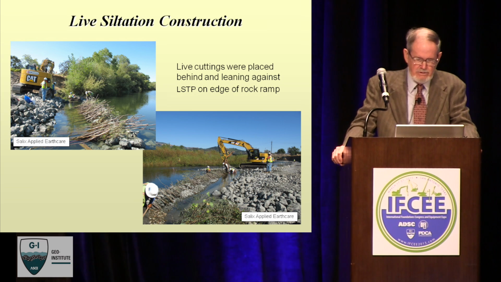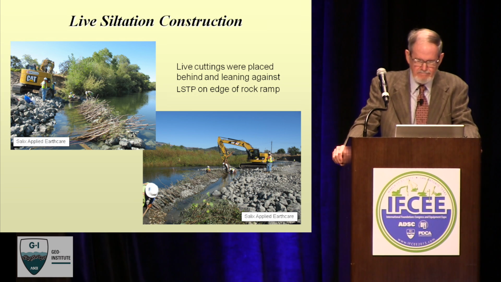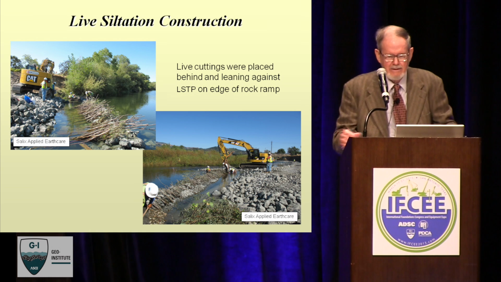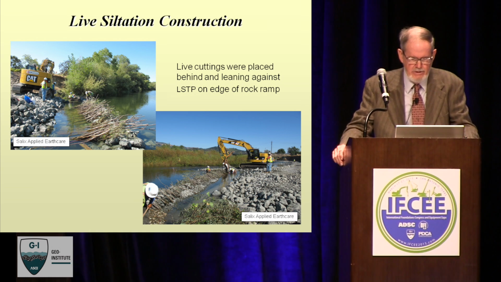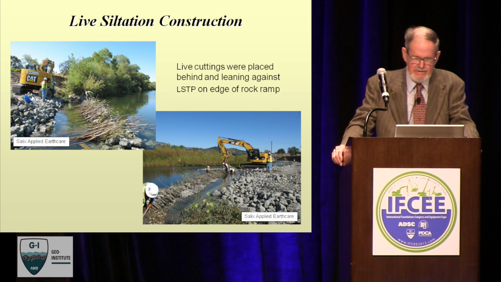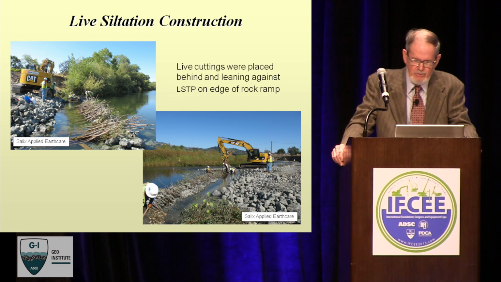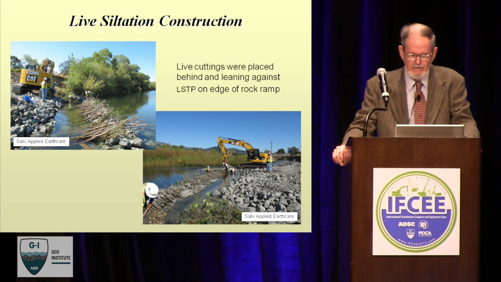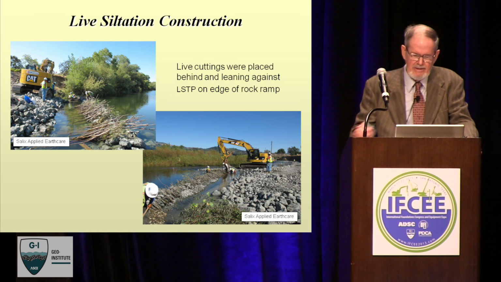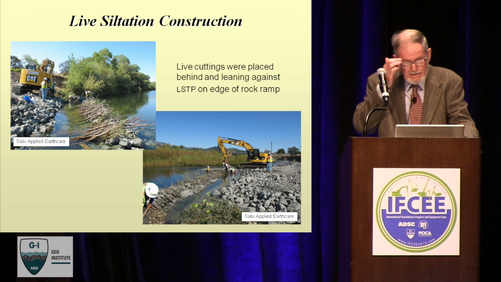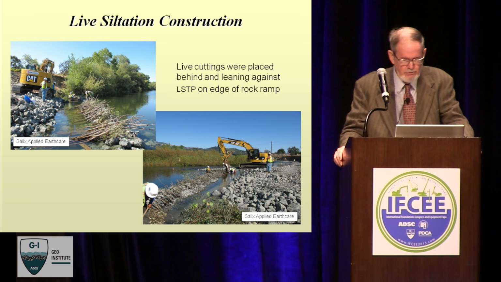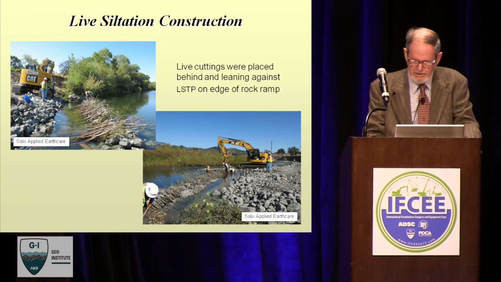A longitudinal stone toe protection was just simply an elongated stone mound, which served, one, to protect the rock pad, and two, to provide a backstop against which to lean a row of live willow cuttings. This is the live siltation method. So the cuttings were placed so that they leaned toward the water, and the space in the trench behind the edge of the rock pad and the longitudinal stone toe was backfilled with rocks and coarse aggregate.